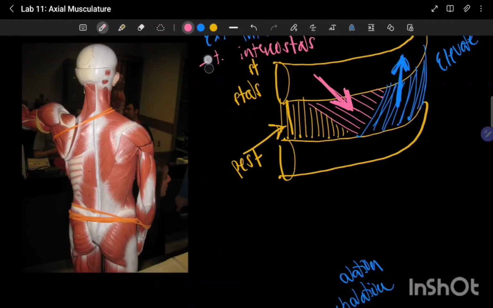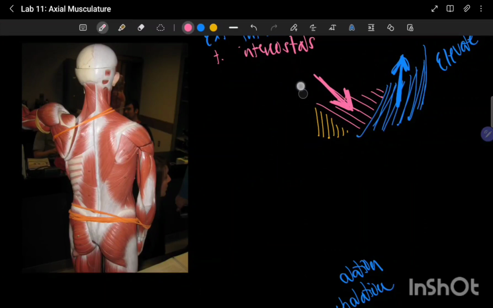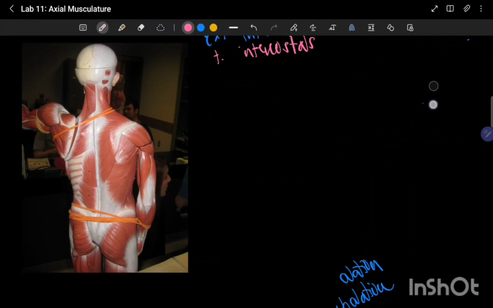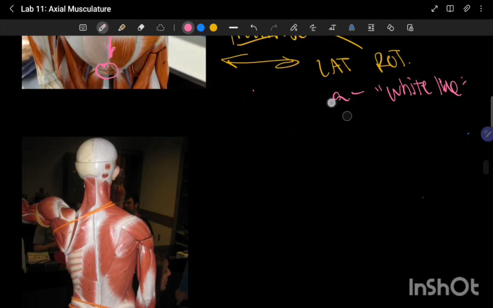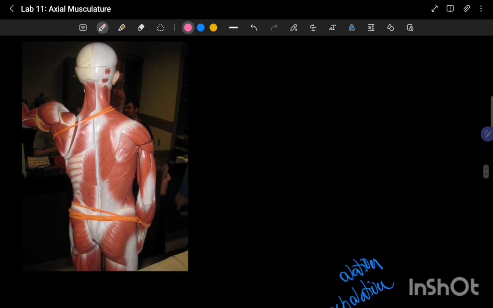So trapezius is one of those that is acting on the neck, and it's acting on the back, and it's going to have some actions in the arm that we'll talk about next lab. So a lot of these back muscles, they're really broad and they have multiple attachment points. So they're going to have actions within different regions.